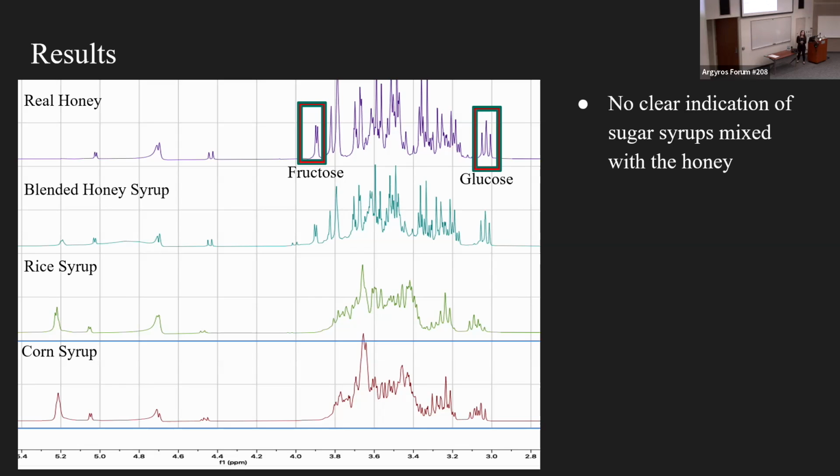But as of the 6 samples that I've analyzed so far, there's been no clear indication of sugar syrups mixed with the honey. But in the future, I will be doing quantitative analysis by integration, trying to find the percentage of sugar syrups that could be in possible honey samples. And like I said, the remaining samples are still being tested as soon as my NMR tubes get delivered.